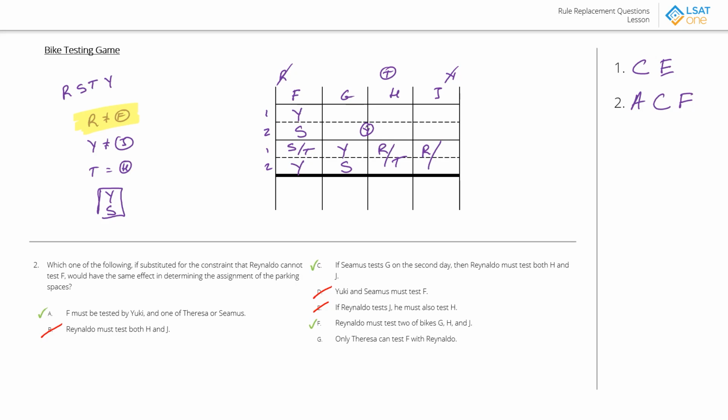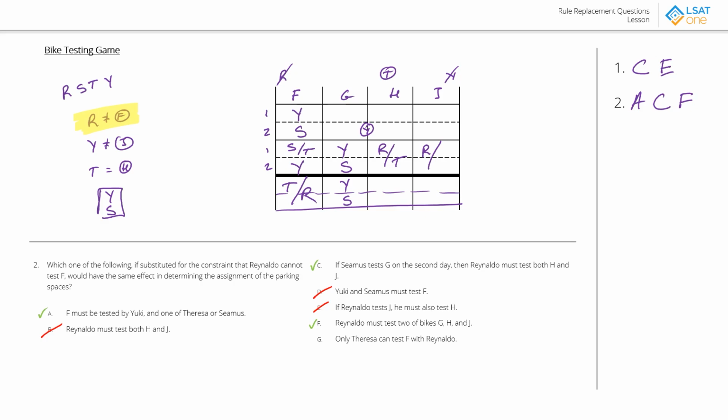But I guess the real question is, would this ensure that R is not going to go into F? And it wouldn't. The thing is, if we say that only Teresa can test F with R, I guess the real question becomes, would it be possible for Teresa to test F with R? And it would, because if we ran a scenario here, this answer choice would perhaps allow you to have, let's say, T and R over here, and then I suppose we could have our YS block over there. And otherwise there's no real issue, right?